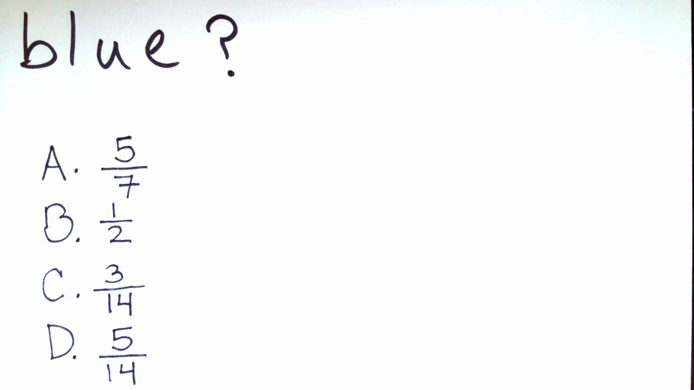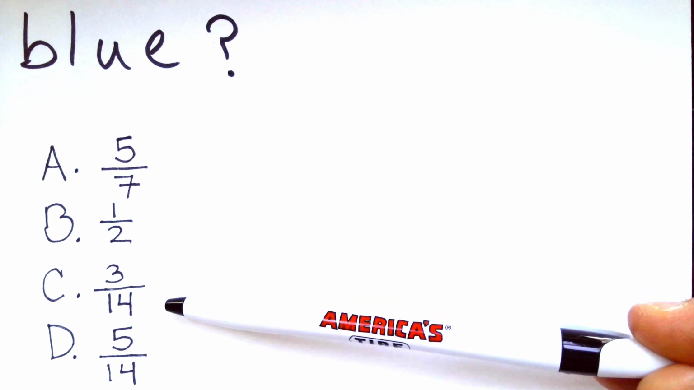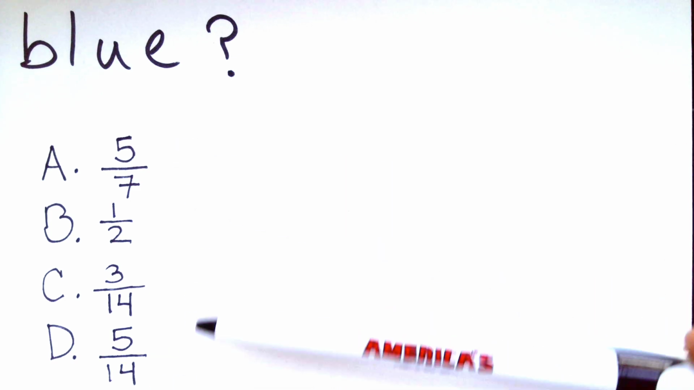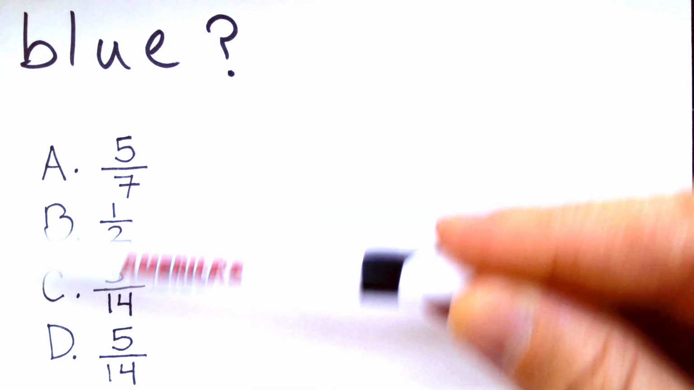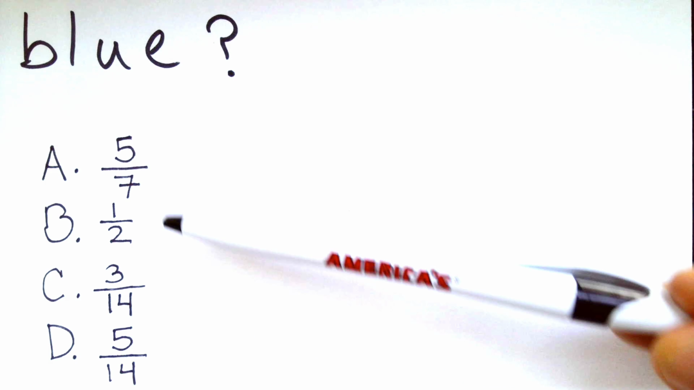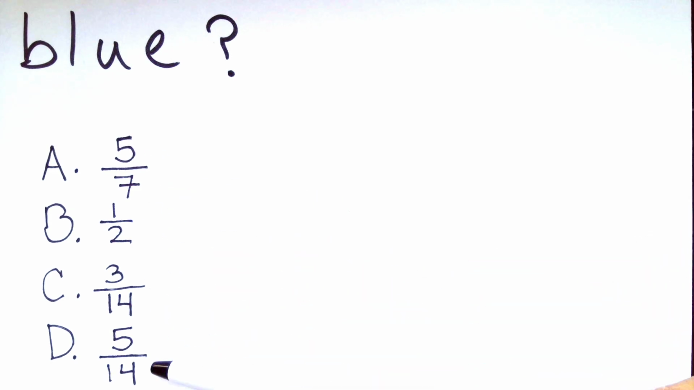All right, so we have A, 5/7, B, 1/2, C, 3/14, or D, 5/14. Now take a look, A, B, C, and D. Can any of these possible answers be reduced? And if they can, you're going to want to cross off that answer because every option A, B, C, and D should be reduced to the fullest simplification that you can get a fraction. If not, just cross it off. It cannot be an answer. So here we can see all of these fractions have been reduced.